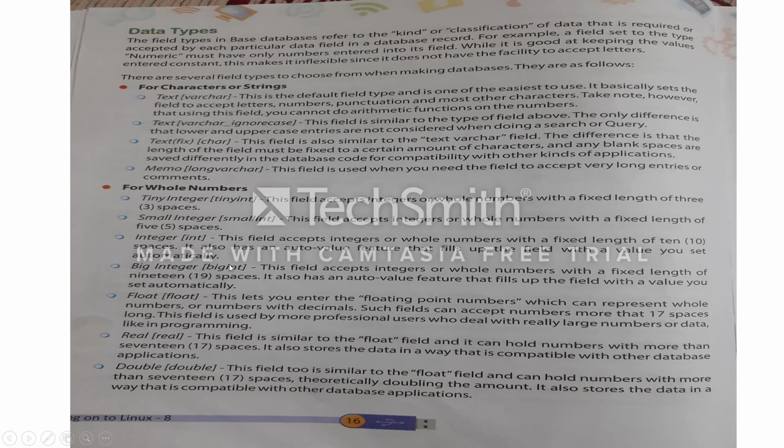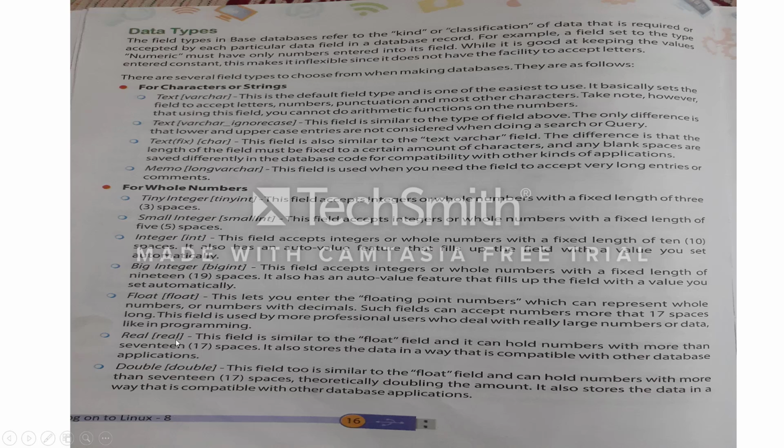Then we have bigint, children. This bigint can accept integers of 19 digits. 19 spaces are allowed in this. After this, children, we have the float data type. This float data type is meant to accept numbers even with decimal values. So you can enter numbers with a decimal point as well, and that will be accepted in this float data type. The length of this data type is 17 digits. You can enter any decimal number up to 17 digits.